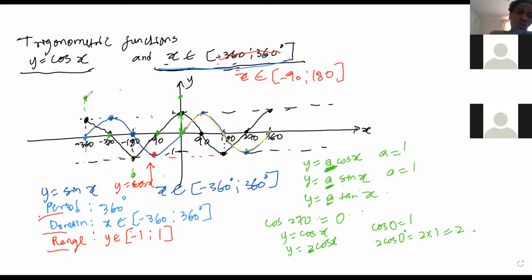Okay, so your graph will now look like this. It will still come here, go down to -2, and end somewhere there. So that's what the a value does. It's the amplitude of your graph.